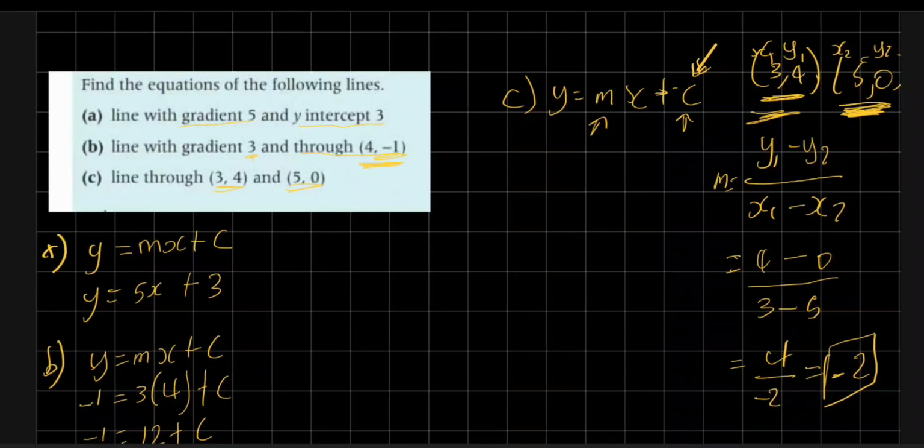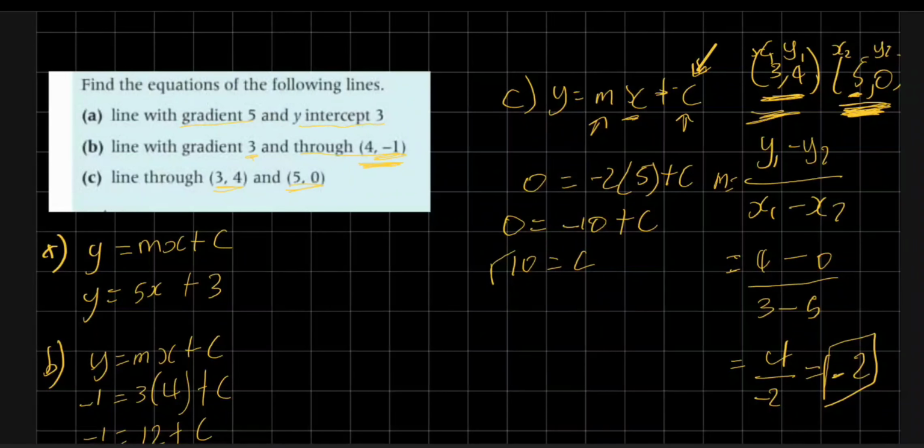So y would be 0, which is equal to m, the gradient, which is negative 2, times x. In this case, x would be 5, plus c. And then we work it out to get 0 is equal to negative 2 times 5, that will be negative 10, plus c. So c will be equal to, we take over this 10, it becomes positive 10, is equal to c. So c is equal to 10.